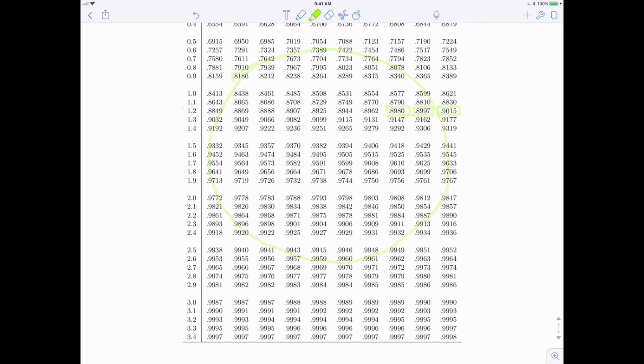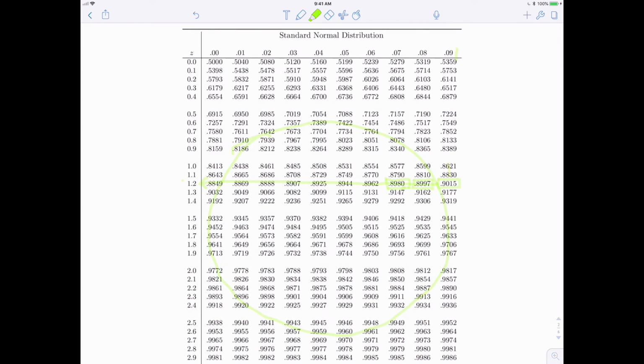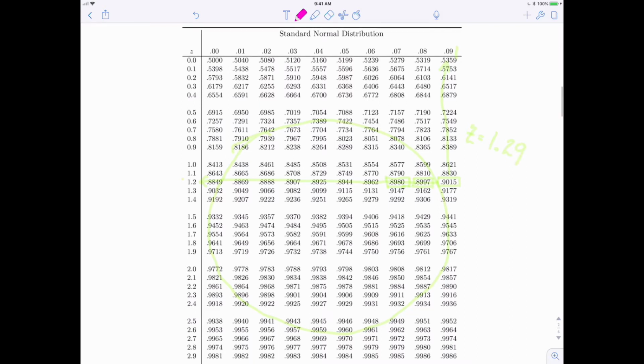0.9015. And notice that then if I come back to the left, that corresponds with 1.2, and if I go above that, we get the 0.09. So this says that the 90% is the z-score of 1.29. And that's the number we need to use below.